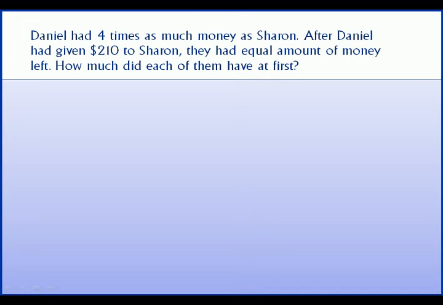Daniel had 4 times as much money as Sharon. After Daniel had given $210 to Sharon, they had an equal amount of money left. How much did each of them have at first? The keywords are "as much as", and the entity coming after "as much as" is Sharon.